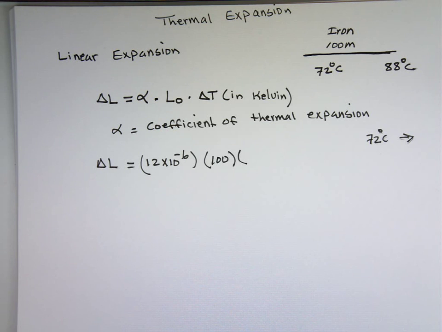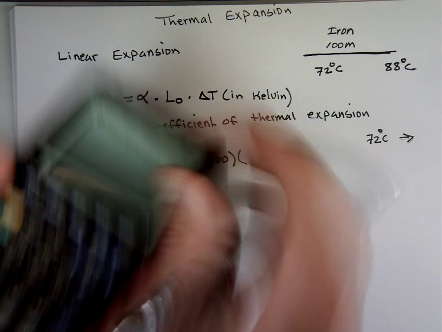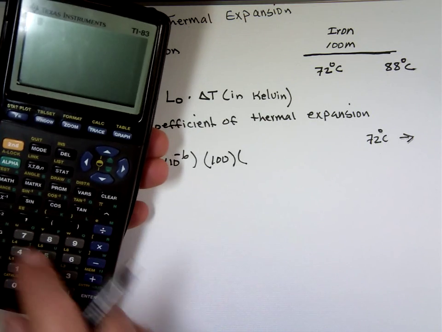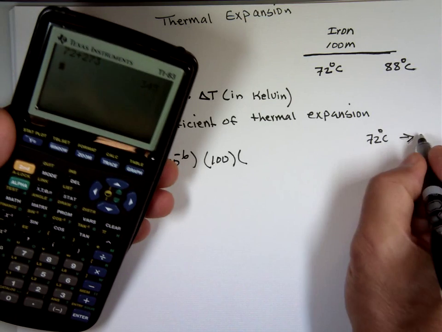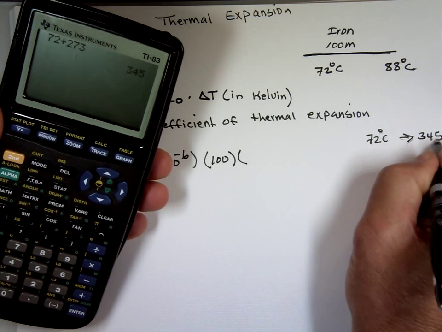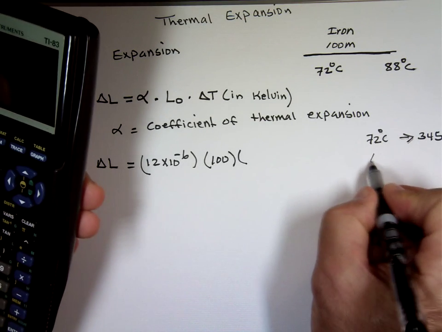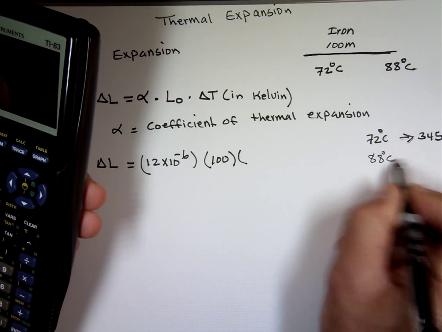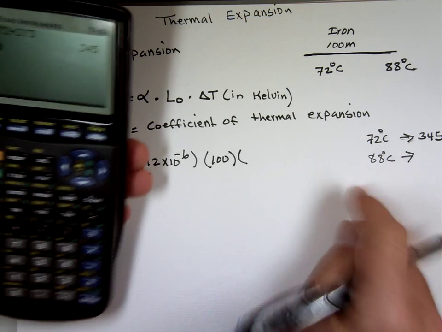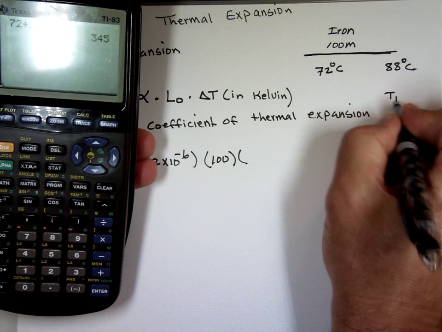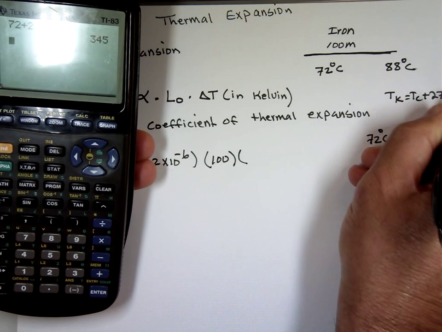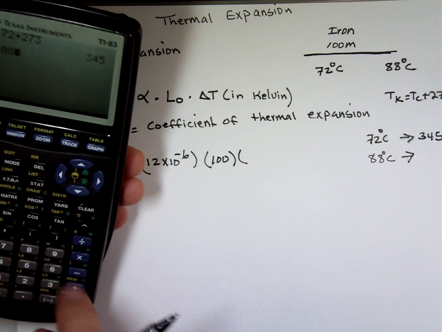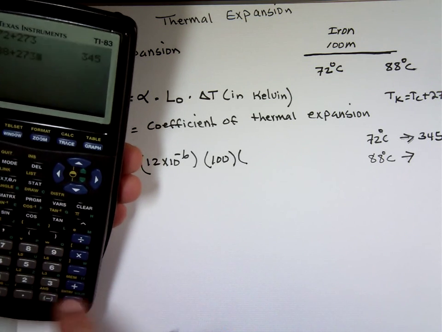What is that number? In Kelvin, 72 plus 273 is 345. The other temperature is 88 in Celsius. In Kelvin, you add to it: T Kelvin equals T Celsius plus 273. So 88 plus 273.